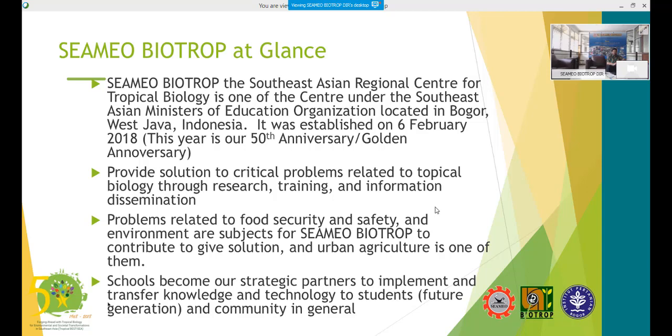The task is to provide solutions to critical problems related to tropical biology through research, training, and information dissemination. Problems related to food security and safety and environment are subjects for SEAMEO BIOTROP to contribute solutions to, and urban agriculture is one of them. Schools become our strategic partners to implement and transfer knowledge and technology to students, future generation, and community in general. About 300 students do internships at SEAMEO BIOTROP every year, and about 4,000 students visit us here every year.